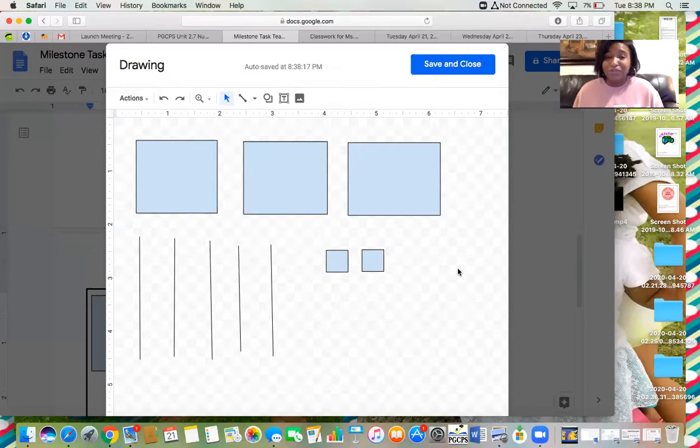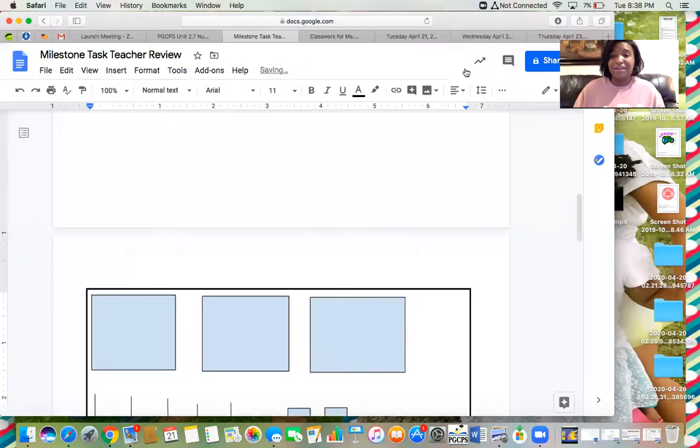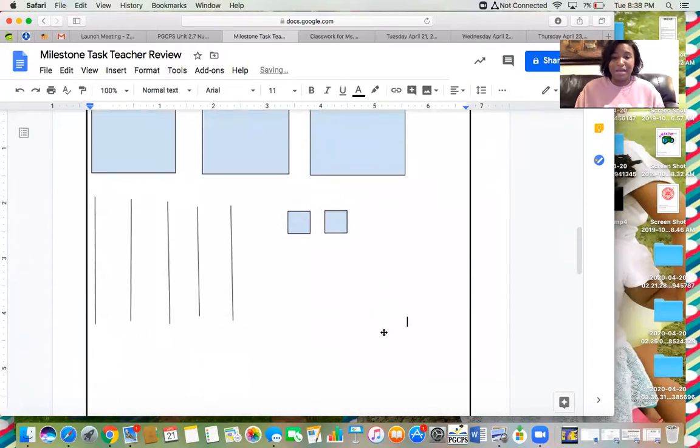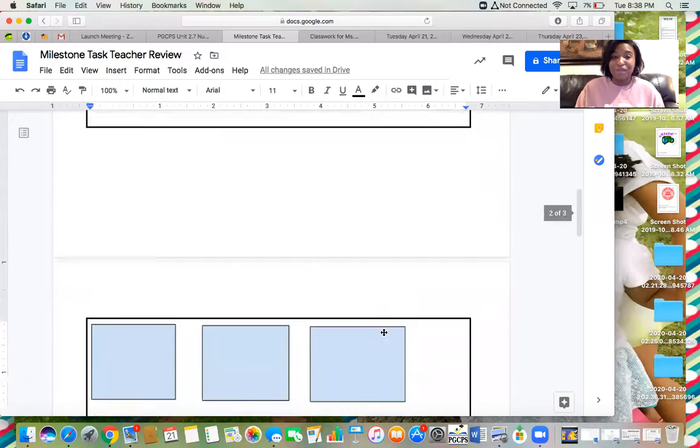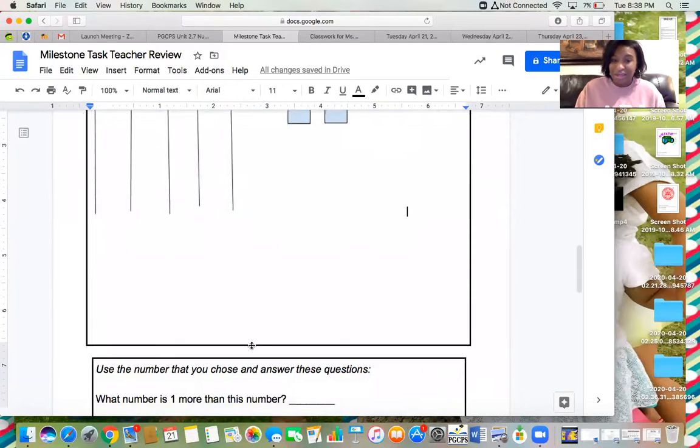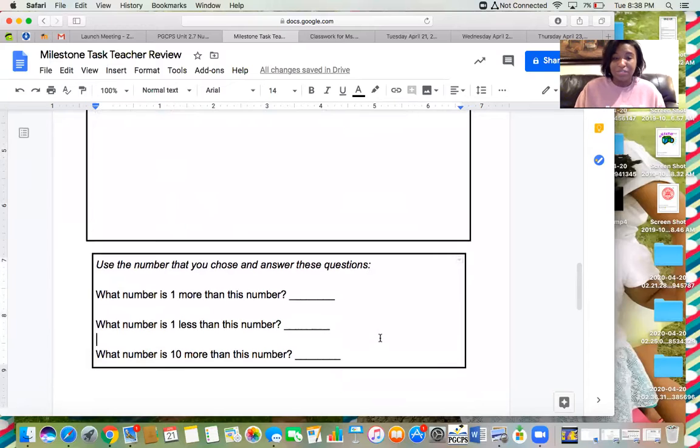After you have shown your number using base 10 blocks, you can press save and close, and guess what? It's going to do some magic. It's going to show your base 10 blocks right there in your assignment, and you are ready to go on to the next question.